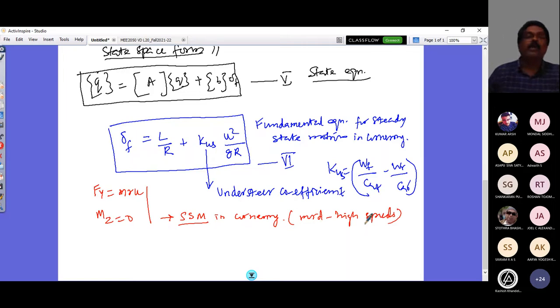Low speed cornering, we may not be considering this, even your MRU, your centrifugal force also may not be considered, right? So that we will see in one particular lecture, what do you mean by low speed cornering?